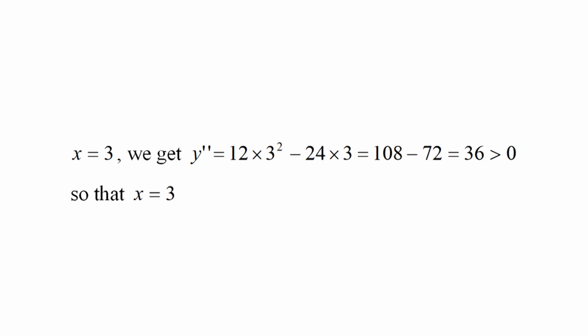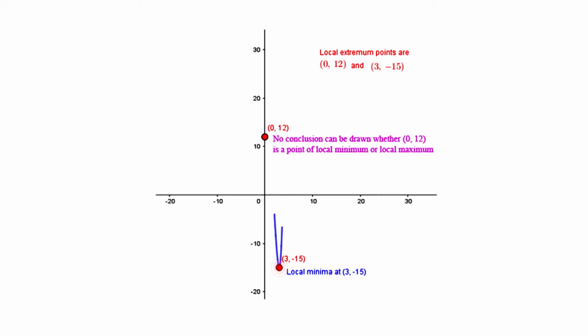At x is equal to 3, we get y double dash is equal to 12 into 3 square minus 24 into 3, which is equal to 108 minus 72 equal to 36, which is positive. So that x is equal to 3 is a local minimum.